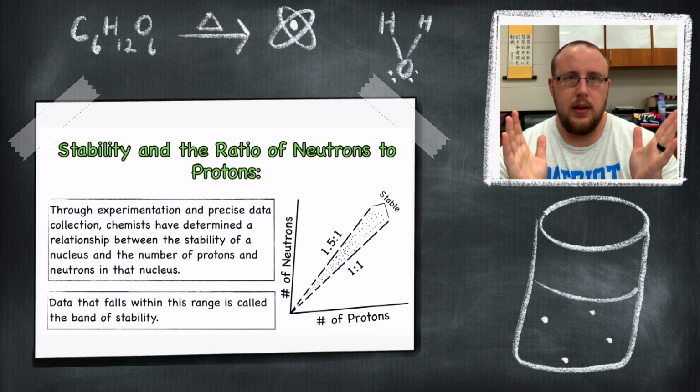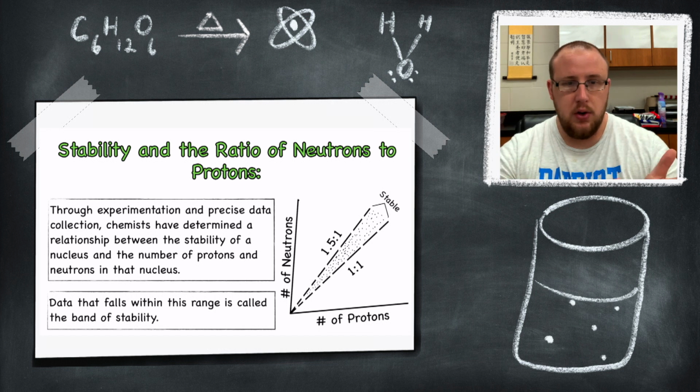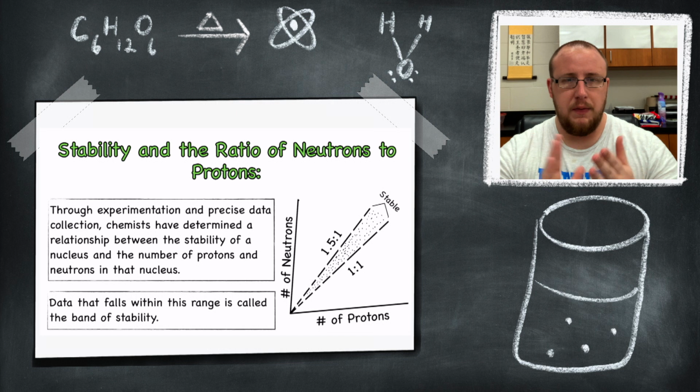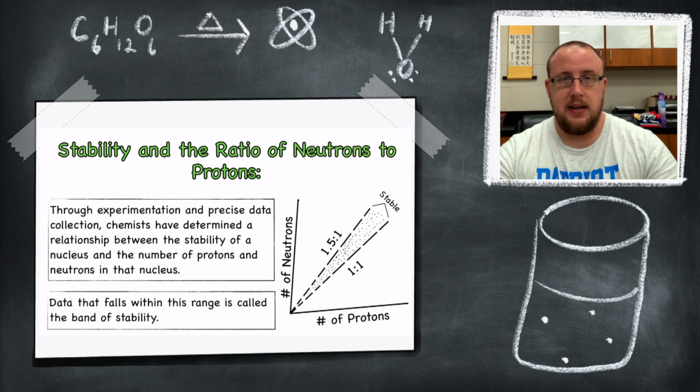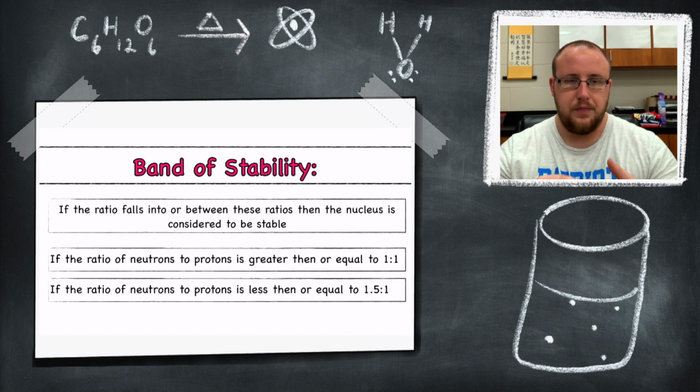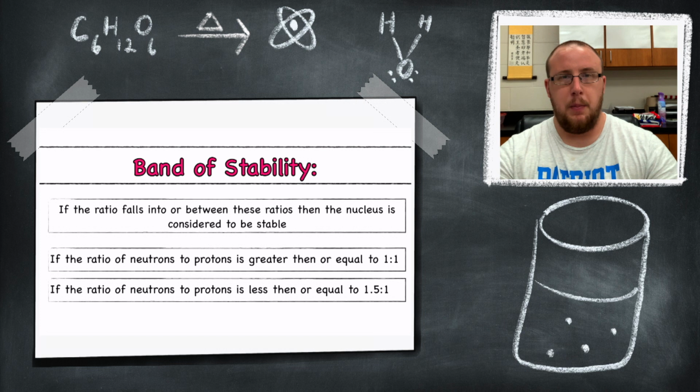And if the ratio of neutrons to protons falls within a certain range, they have found that that atom is likely to be stable. So they have found the top end and the bottom end. So let's go into that and let's talk about that. What we're talking about here is the band of stability. If a ratio falls in between these ratios, it is going to be considered stable.